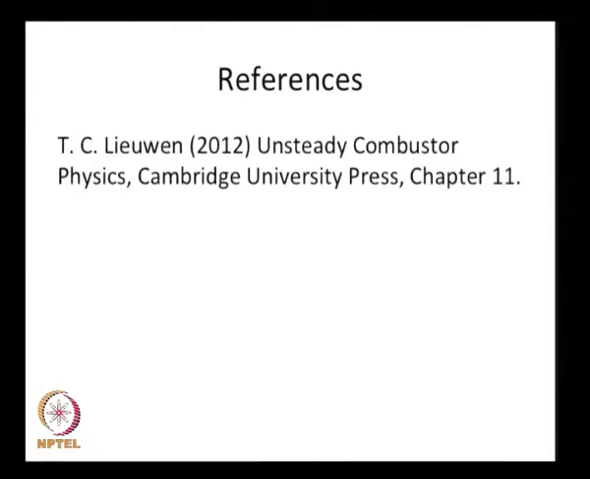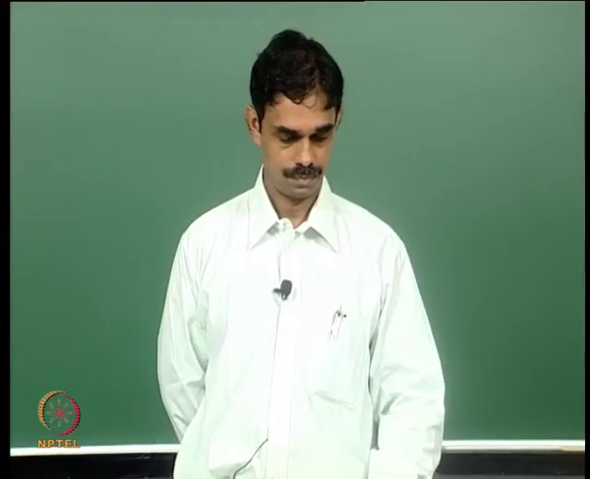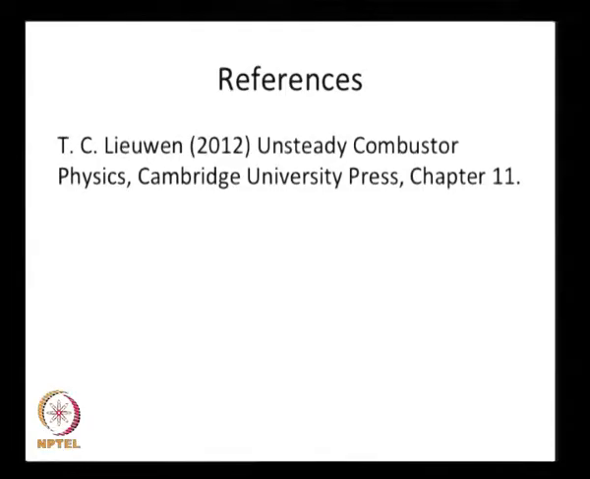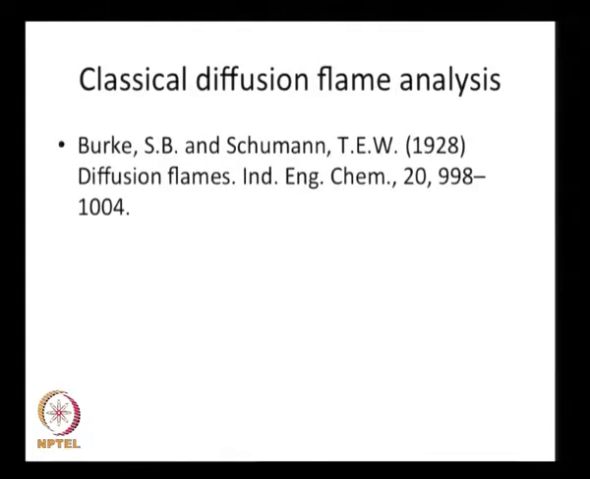There is a textbook that is available by T.C. Lieuwen called Unsteady Combustor Physics, Cambridge University Press. Chapter 11 of this book has a consolidated treatment based on those papers which I mentioned. This is a very recent textbook. So you must have all heard about classical diffusion flames. This is the pioneering work by Burke and Schumann, which is why these flames are called Burke-Schumann flames. This is in 1928. So we will follow their approach.